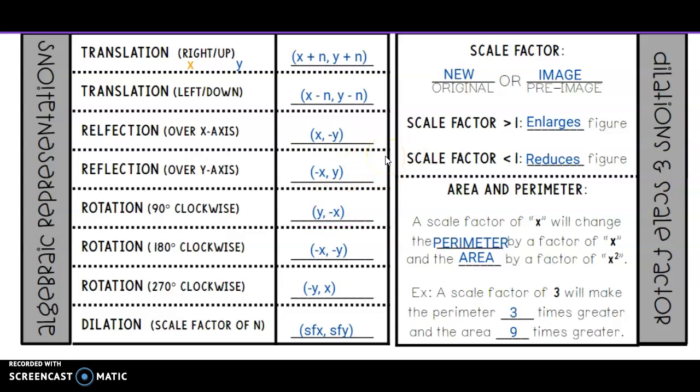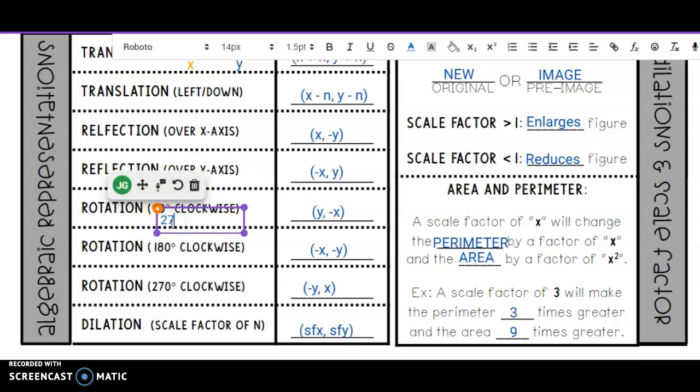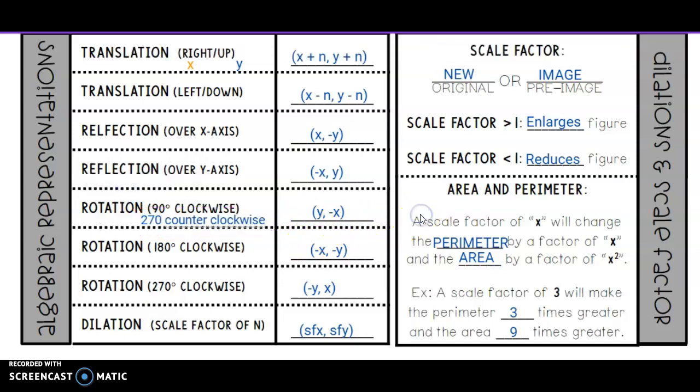Now let's talk about rotations. Now I need to clarify. Maybe I can write this in here. A 90-degree clockwise rotation is the same as a 270-degree counterclockwise. So your algebraic rule would be where the x and the y value trade places, and the old x, the new y, which is this x here, becomes its opposite, changes to a negative.